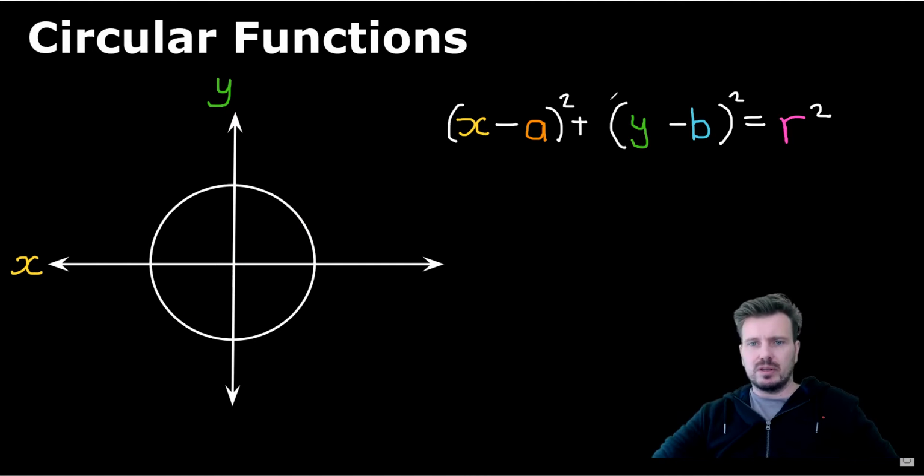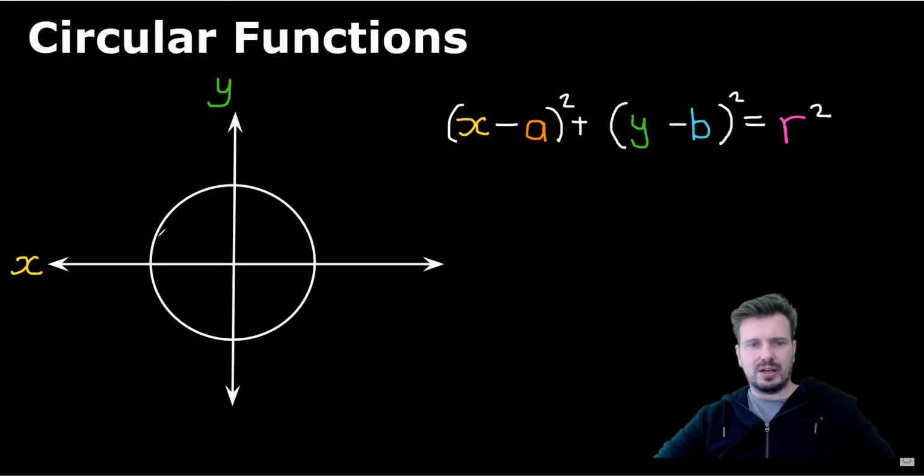So this equation here, (x minus a) squared plus (y minus b) squared equals r squared, is the general form of a circular function. So if we look at this Cartesian plane here with our x and our y, we have got a circle in the middle. So let's just first look at what each of these things mean.